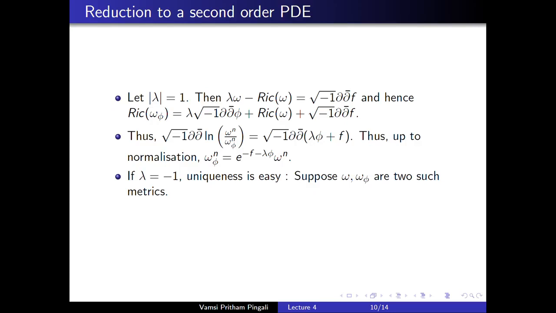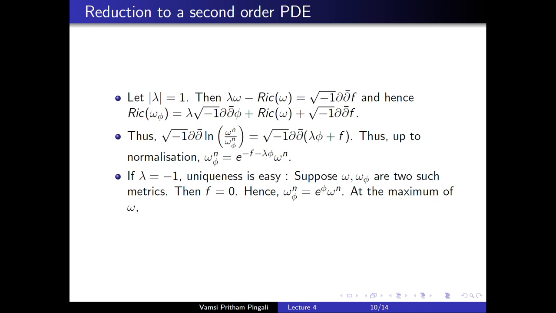Suppose there are two solutions, that is, suppose there are two metrics such that both metrics are Kahler-Einstein. Okay. So call one of them omega, the other omega phi. So if omega is Kahler-Einstein, then lambda omega minus Ricci omega is 0. So in the first line, f is 0. So substituting that into the equation, we see omega phi raised to n is e raised to phi omega raised to n.